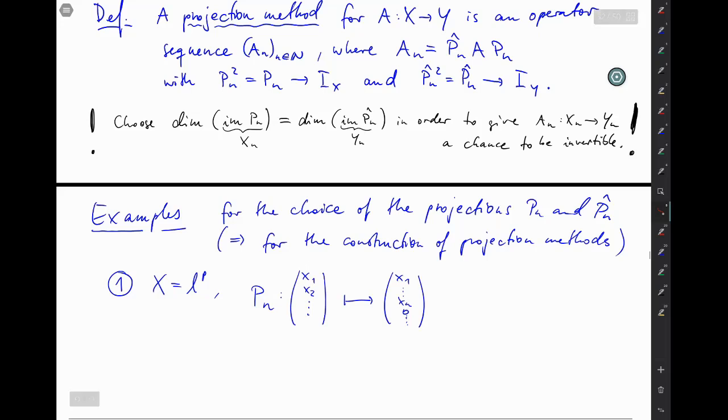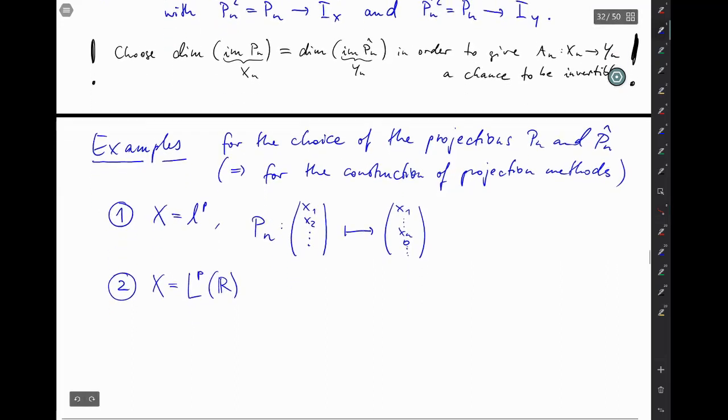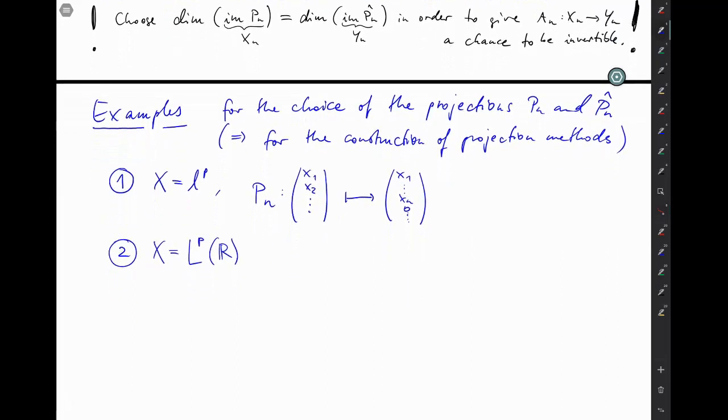Okay, I'm only giving examples here for the projections Pn, and that's why I'm only writing down a space x and not y. But of course, everything I'm doing here with Pn can also be done with Pn hat instead. Great, next example. So LPR, let's look at functions on the real axis for which the modulus to the power of p is integrable over the whole axis. And such functions will always have to decay, go to 0, as x goes to plus or minus infinity. So they usually look a bit like this.